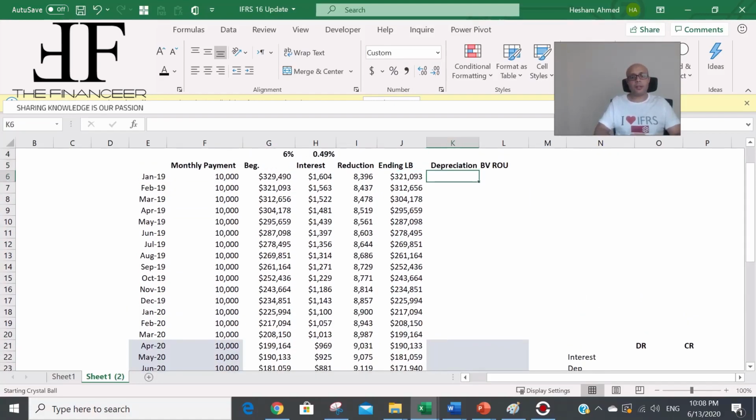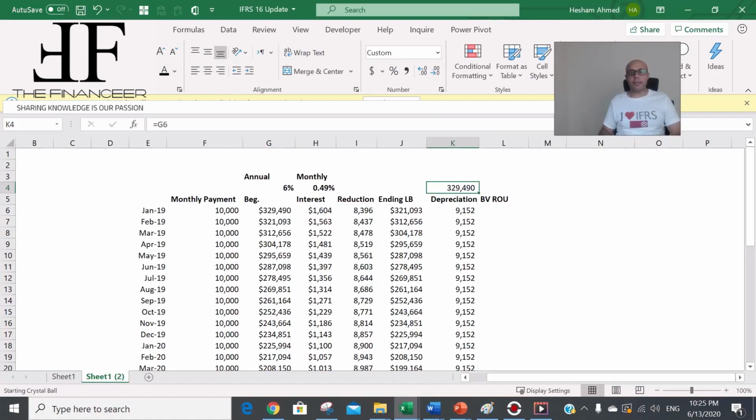Okay, now let's calculate the depreciation. Assume that we don't have any initial direct cost at the beginning of the lease contract, either related to the lessor or the lessee. So the right of use asset will equal exactly the beginning balance of the lease liability. So this is the right of use asset. So let's calculate it here. This is the beginning balance of the right of use asset. And in order to run the depreciation, we are going to divide it by 36 months. So this will be the monthly depreciation.